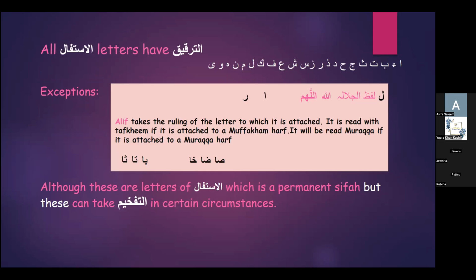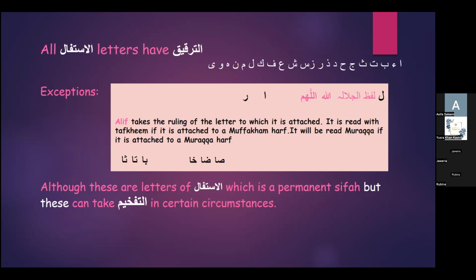Istifal is like an opposite to isti'ala. Isti'ala means khusa tinqid, all heavy letters. Other than those 7 letters, all the remaining letters have the characteristic of al-istifal, and istifal is again a permanent characteristic, and at-tarqiq is a presented characteristic, sifatul aridah.